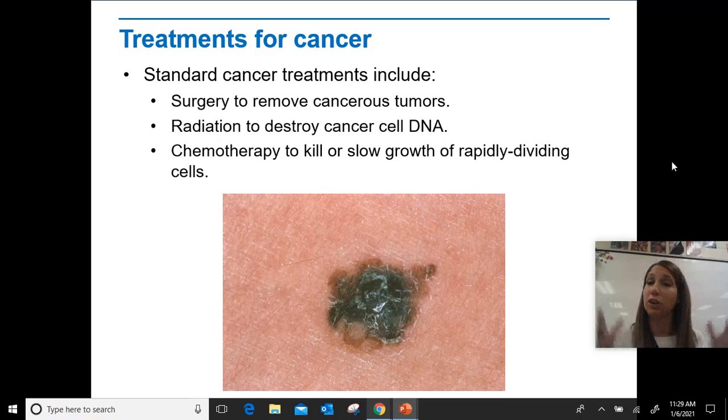You can't use radiation on the whole body because the effect of that would be to essentially kill off every cell in the body, and we can't have that. So we use radiation in specific areas to target cancerous cells, all right?